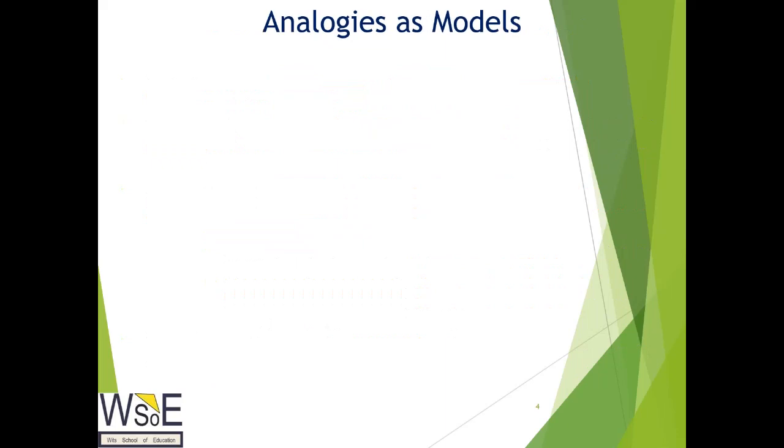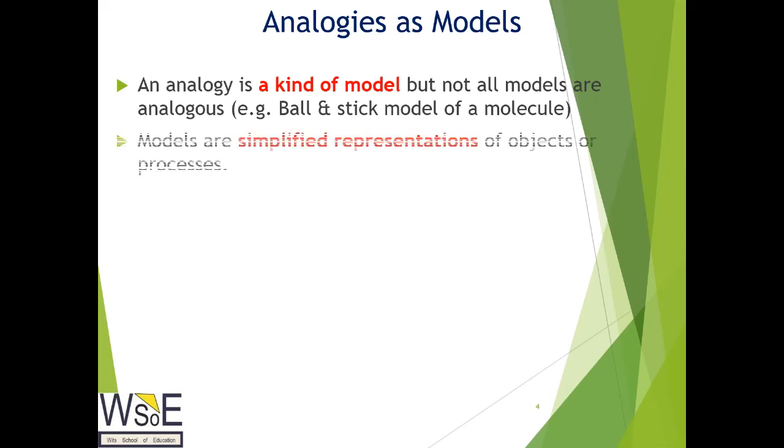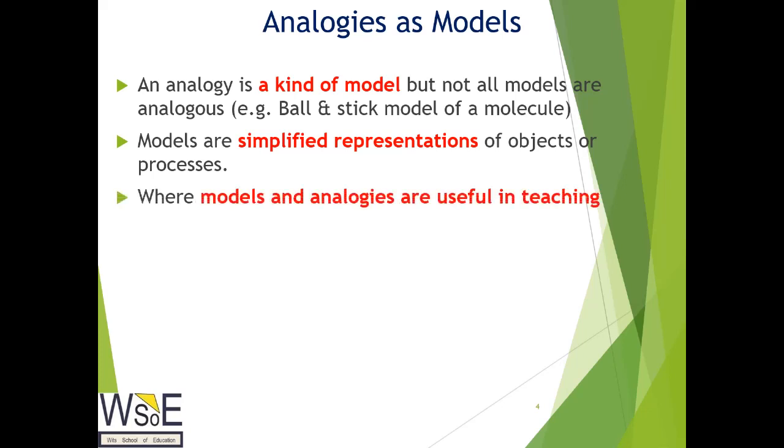Now, analogies are also models. So an analogy is a kind of model, but all models are analogous. So a ball and stick model of a molecule is an analogy for an actual molecule, and it's a model of a molecule. Models are simplified representations of objects or processes. So you must remember that your analogy is a simplified representation of what is actually happening in the cell.